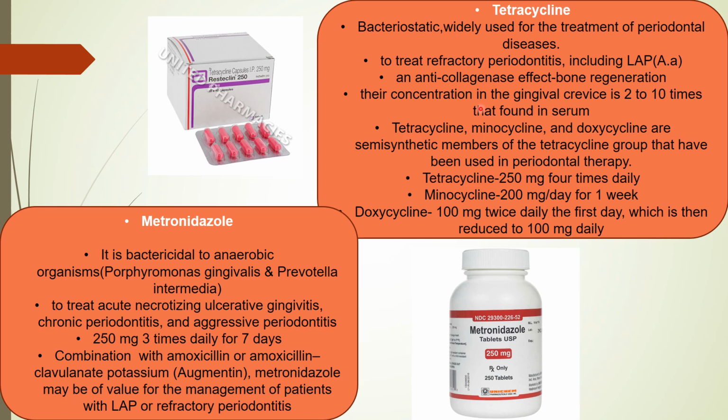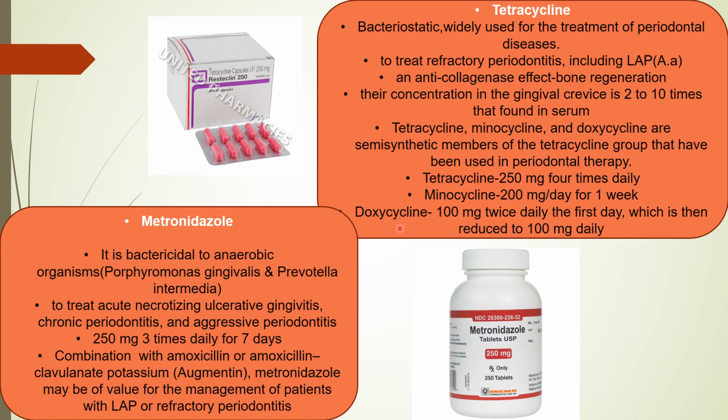So coming to the dosage, there is tetracycline 250 milligram 4 times daily, minocycline 200 milligram per day for 1 week, and doxycycline 100 milligram twice daily for the first day, which is then reduced to 100 milligram daily. Minocycline is a broad spectrum antibiotic, and it acts against spirochetes and motile rods. And doxycycline has the same spectrum of activity as minocycline and can be equally effective.